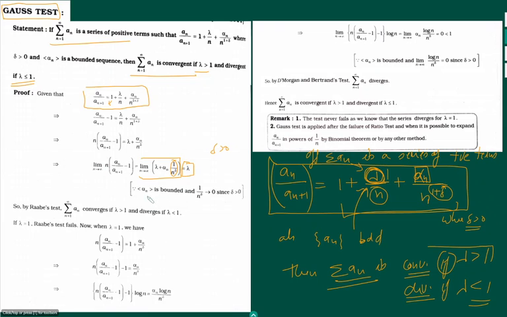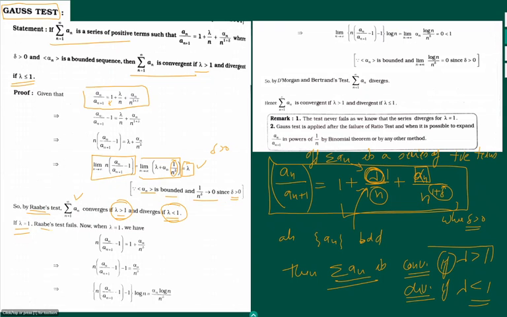Alpha n is bounded and 1 over n raised to delta approaches 0 as delta is positive. So by Raabe's test, if this limit is equal to lambda, then an would be convergent if lambda is greater than 1 and divergent if lambda is less than 1. This is using Raabe's test: convergence for lambda greater than 1 and divergence for lambda less than 1.